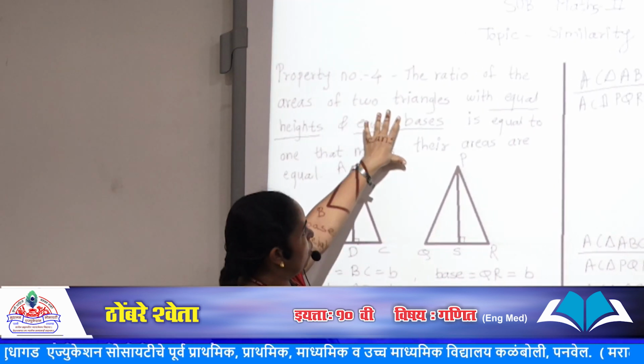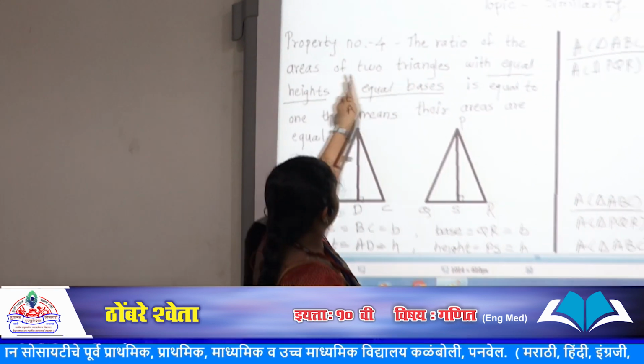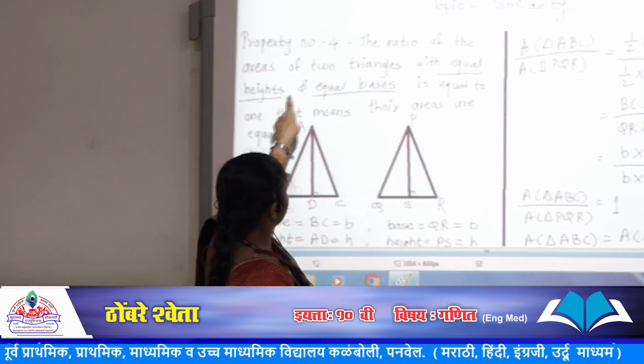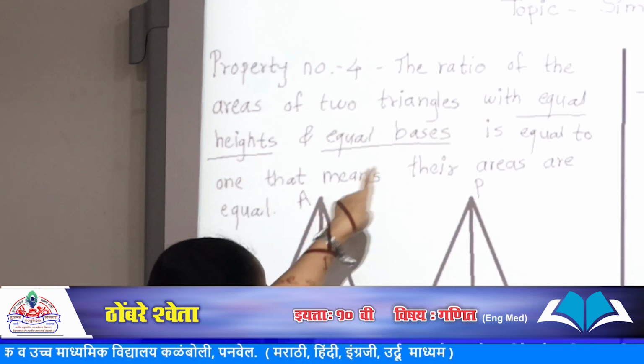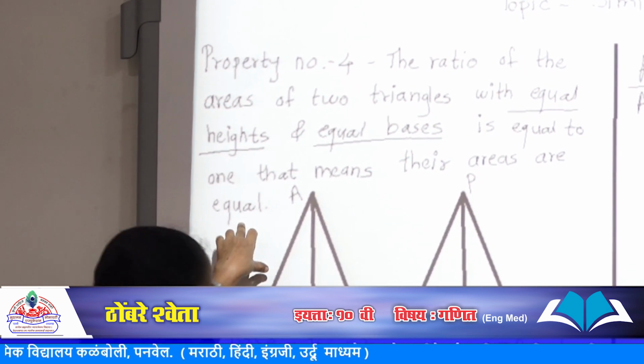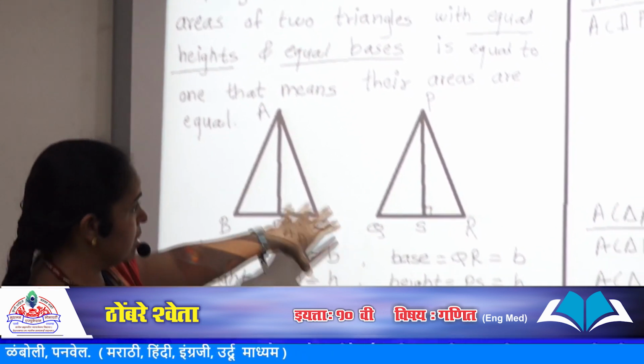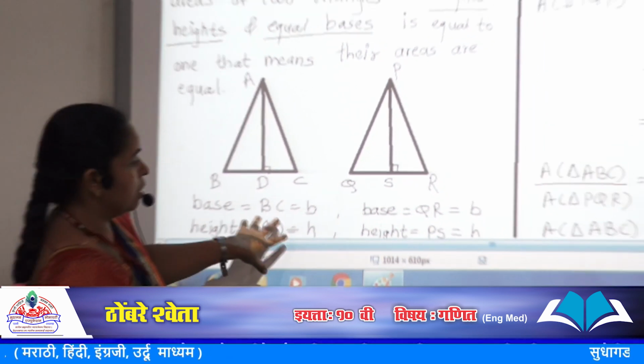What is the property number 4 given here? The ratio of the areas of two triangles with equal heights and equal bases is equal to 1. That means their areas are equal. Now here we consider two triangles. They have equal base and equal height.